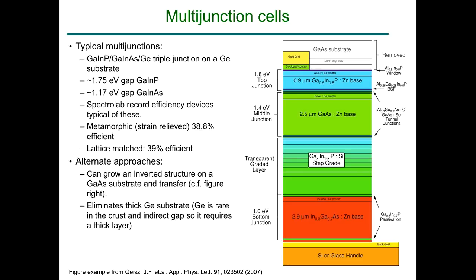So kind of an example film stack for this uses, as we showed, a low band gap, middle band gap, and high band gap material. And these are made, I think, almost 40% efficient. And so these are expensive right now because there's a lot of advanced engineering that goes on.